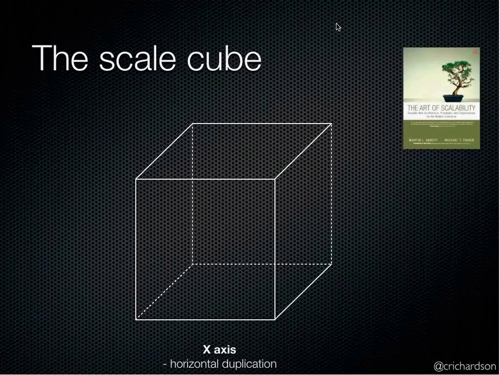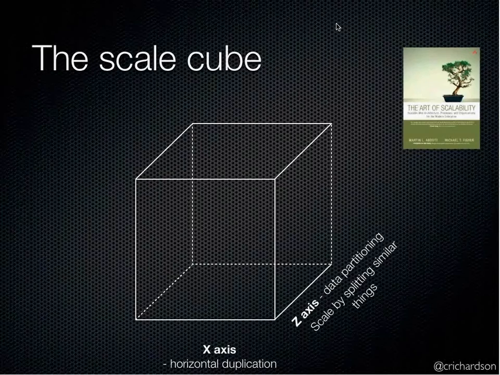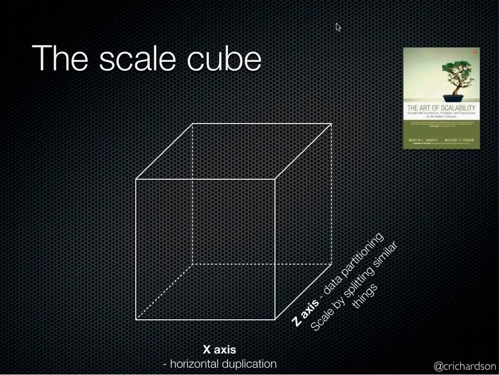So along the x-axis, you have horizontal duplication, which is the kind of scaling that we're used to, where we're running multiple identical copies of the application behind a load balancer. And then on the z-axis, you have data partitioning, where, say, the primary key of a row determines which database server that row resides on, or perhaps some attribute of a request, such as the customer ID, is used to determine which server handles that particular request.